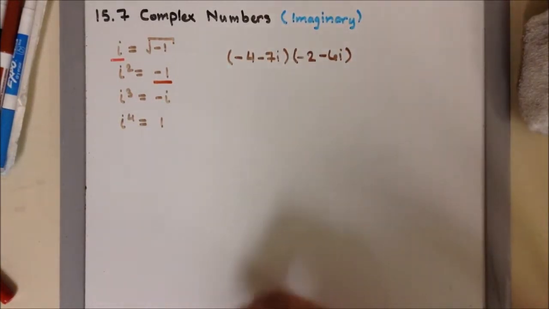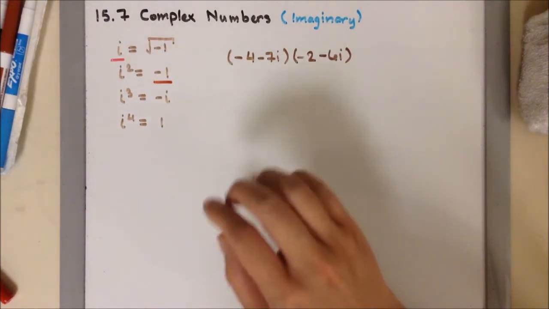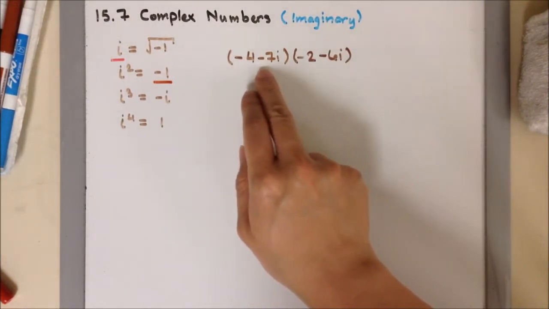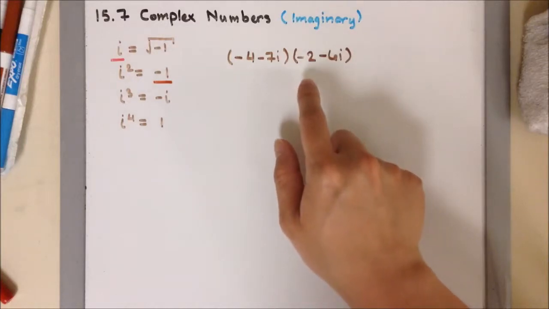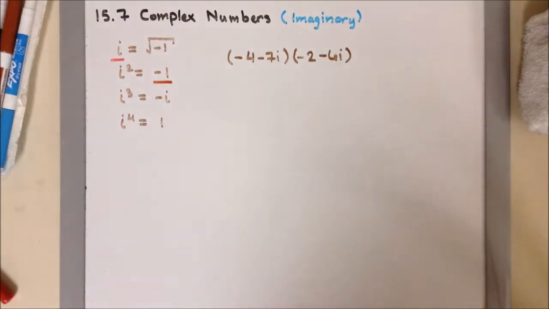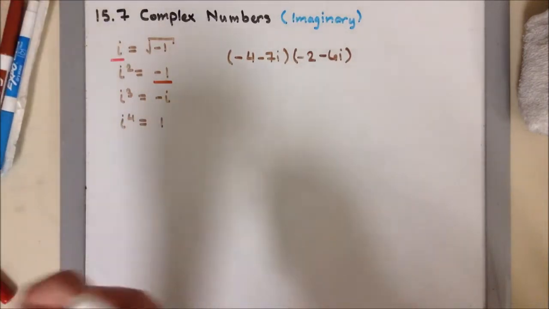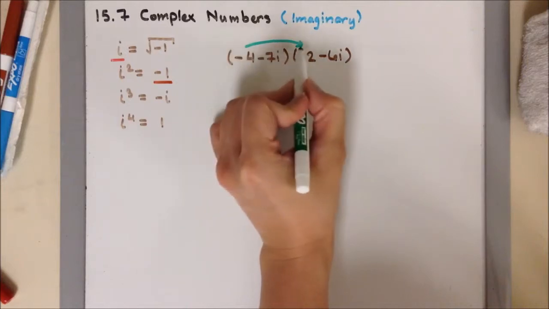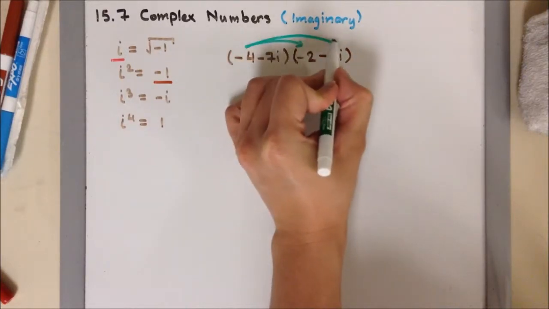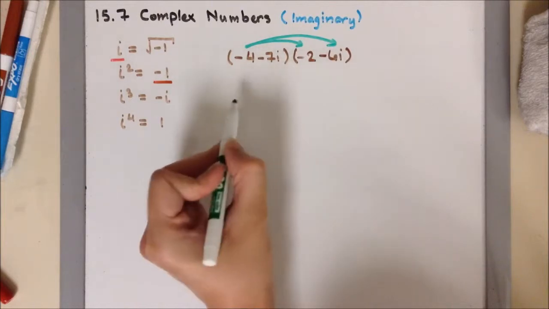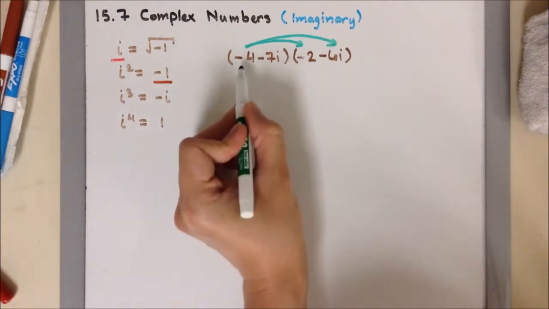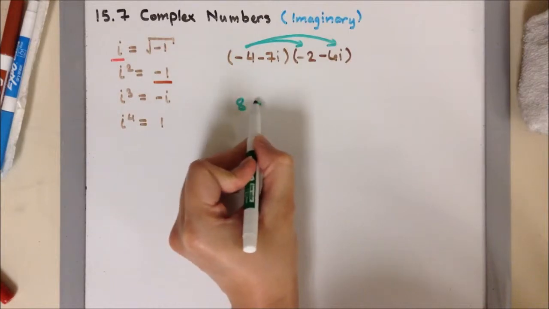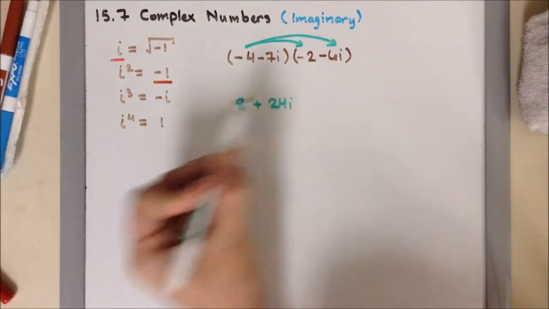As we continue with multiplication, here we have two binomial terms. The first one is -4 minus 7i, and it's multiplying to the second binomial term, which is -2 minus 6i. So here we're going to be using the FOIL method when we're multiplying two binomial terms. So my first set of FOILing, I'm going to use the -4, multiply to the -2 and the -6i. So -4 times -2 is positive 8. -4 times -6i will be positive 24i.